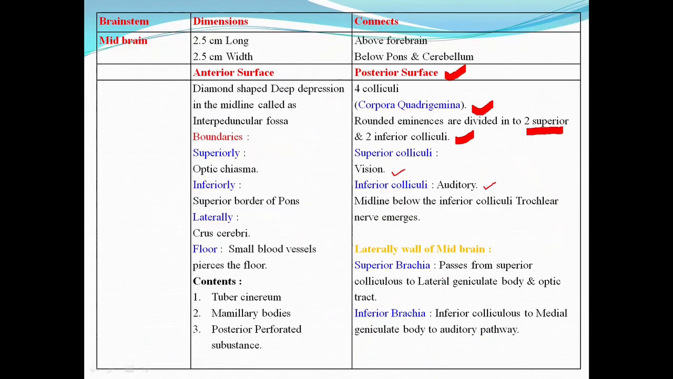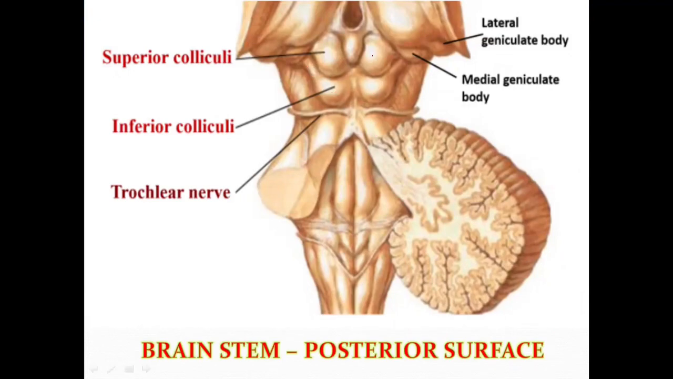So on the lateral wall of the midbrain, the superior colliculus continues as the superior brachium and ends as the lateral geniculate body, and the inferior colliculus continues as the inferior brachium and ends as the medial geniculate body for the auditory pathway. So here we can very clearly identify the superior colliculus with the superior brachium continuing as the LGB, the lateral geniculate body, for vision. The inferior colliculus continues as the inferior brachium and ends as the medial geniculate body for the auditory pathway.